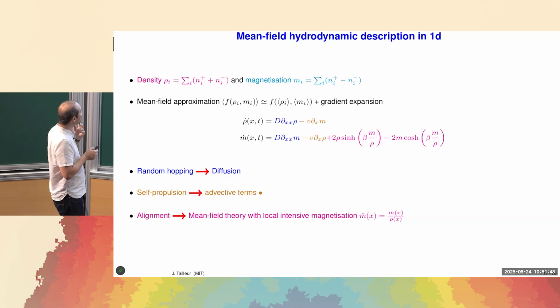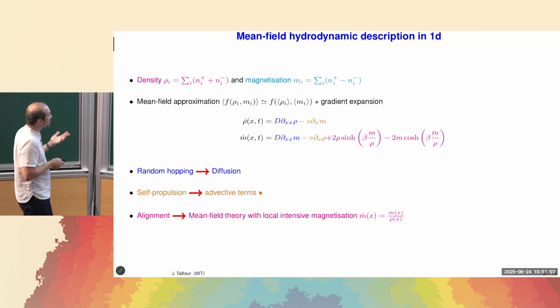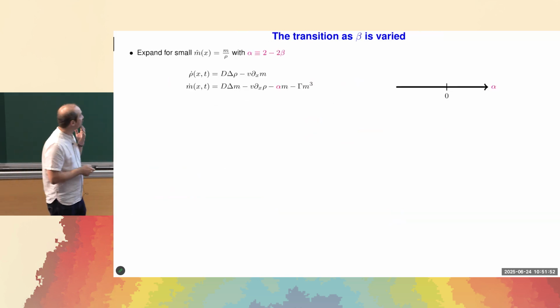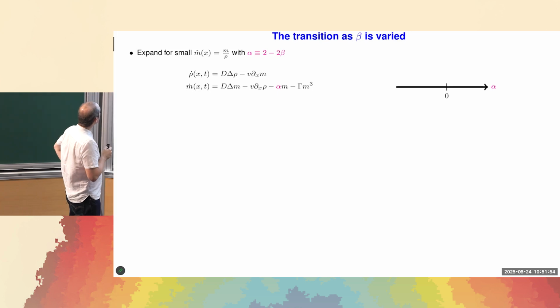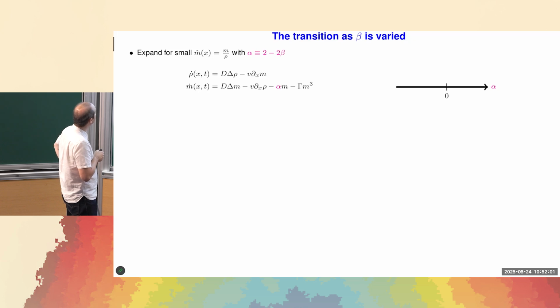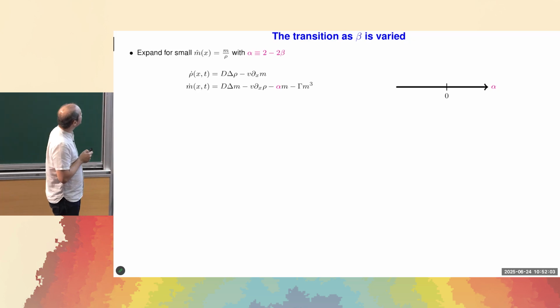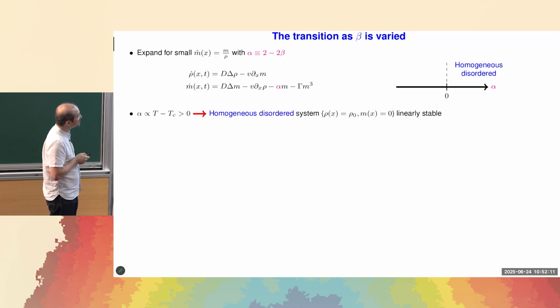Okay, so you have these equations, and you can analyze them and look at whether you can understand your phase diagram. So what you do is you look close to the onset of order, so you expand your fields for m equal rho being small. And what you get is something that looks like that. So again, diffusion, advection, and alignment. And this is your phase diagram when this coefficient alpha changes sign.